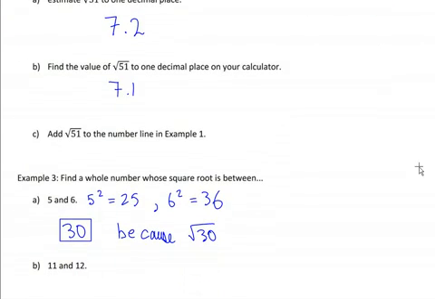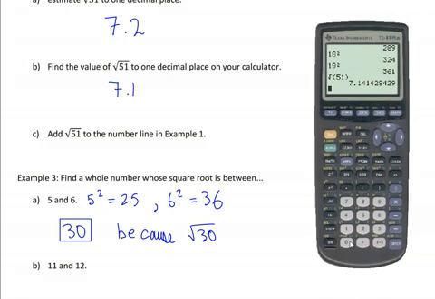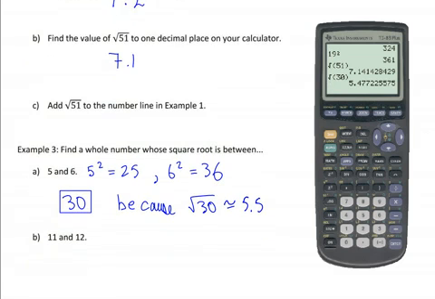You might guess it's about halfway in between. Let's find out exactly where that is using our calculator. The square root of 30, the exact value is 5.5 when it's rounded to 1 decimal place. So that is definitely between 5 and 6.